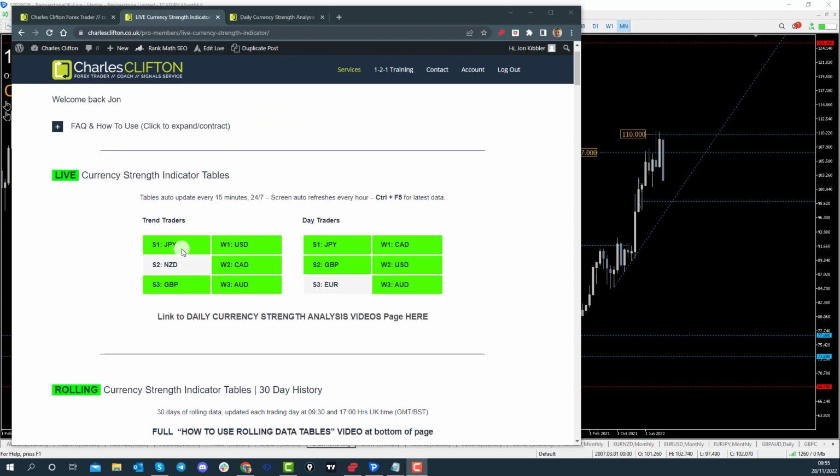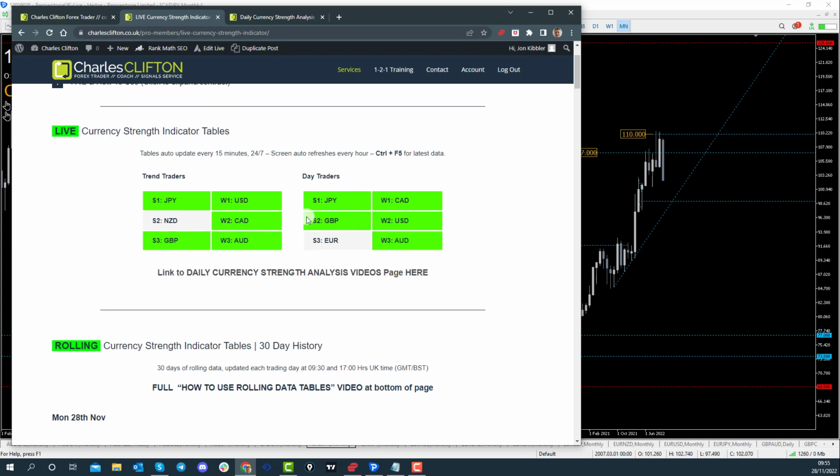Here you can see we have two tables in front of us. We have the trend traders table and the day traders table. These are showing the same studies but just highlighting different time frames. So our trend traders is our higher time frame, our day traders is our lower time frame.